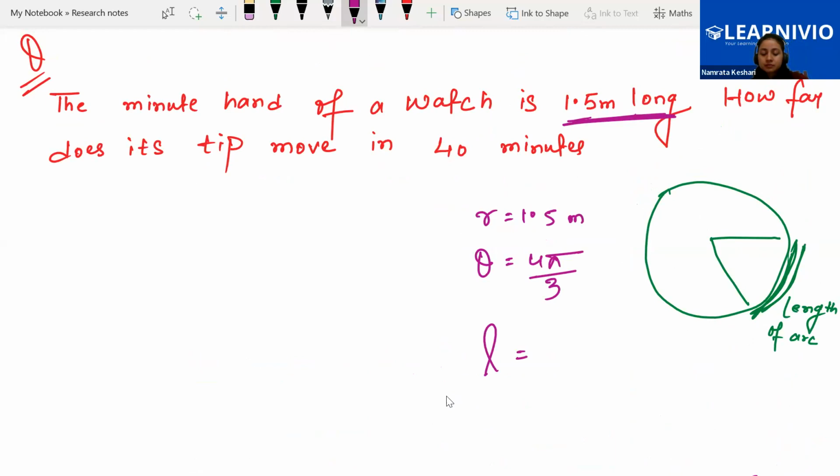Ma'am, can't we use 22 by 7? Yes, anytime we can use. We are allowed. Pi means 22 by 7. But pi radian means 180 degrees. Okay. Yes, ma'am.